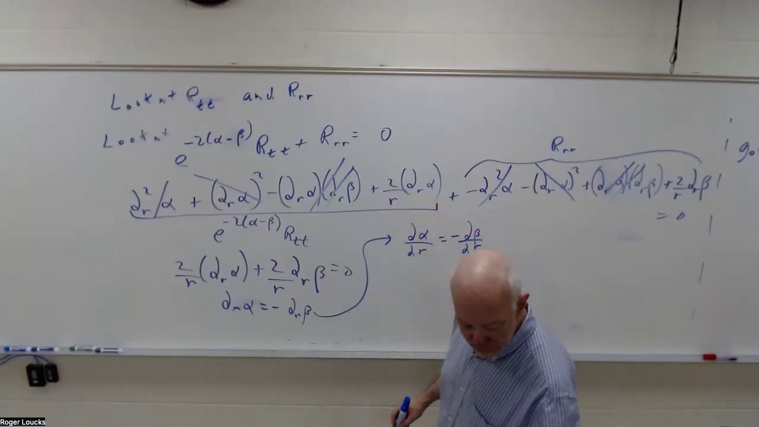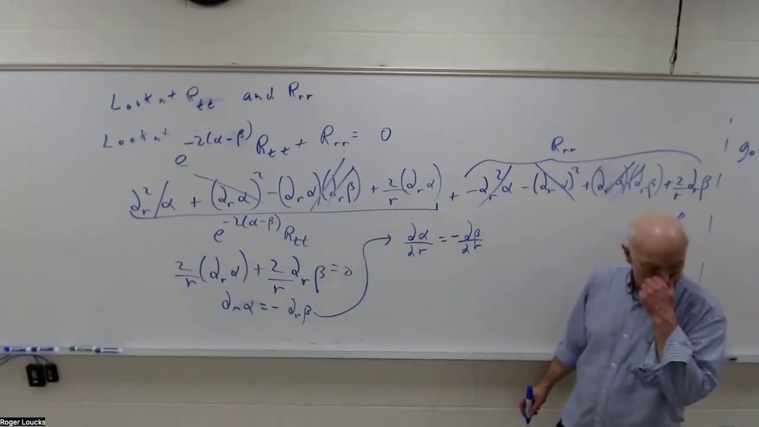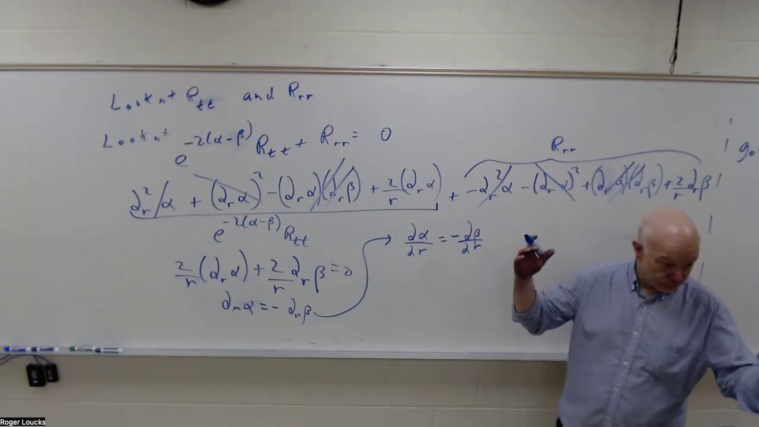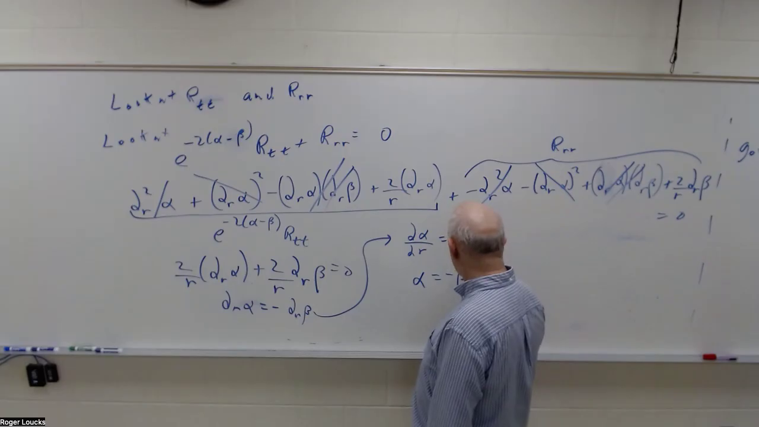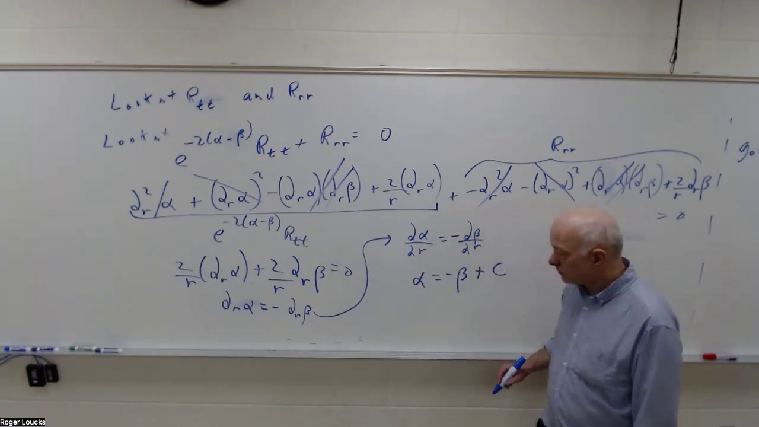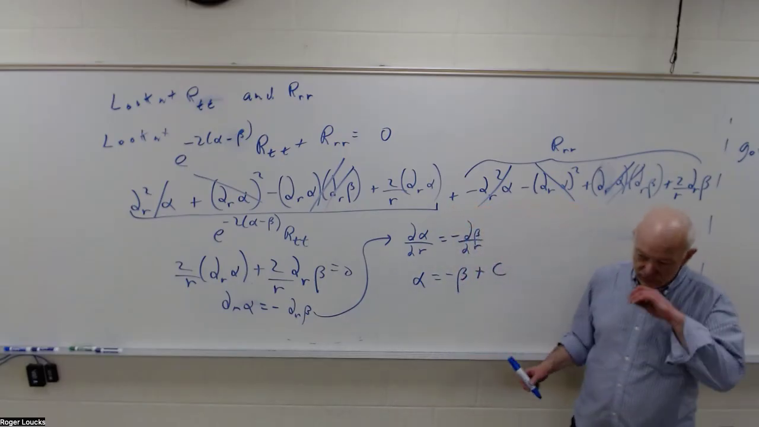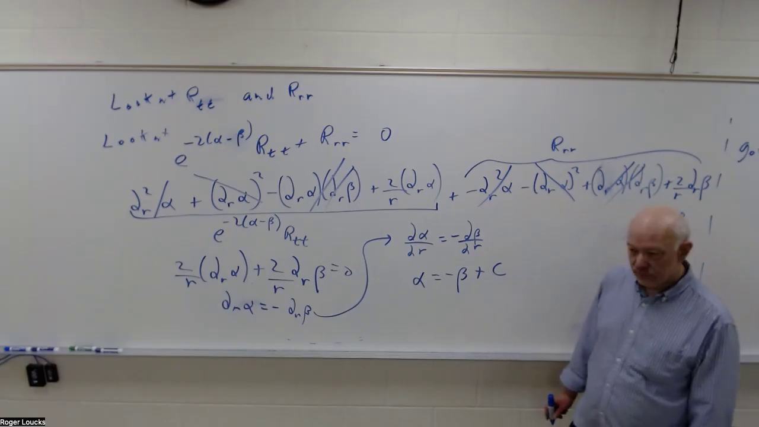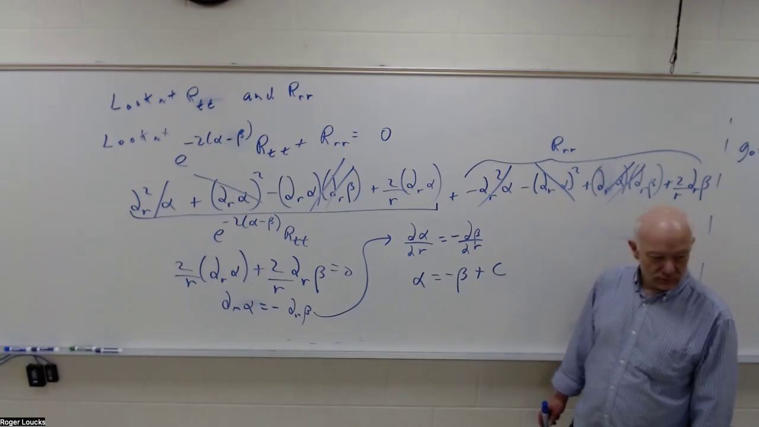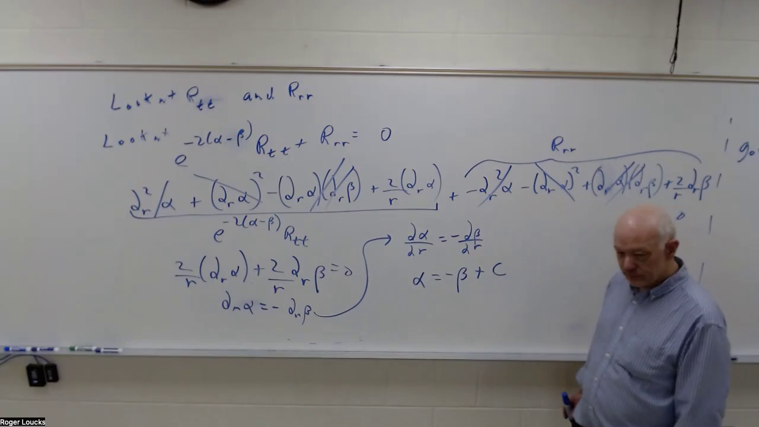So how do we solve that? Integrate it. So we're going to integrate this. This gives me alpha equals minus beta plus a constant c. This is just c. Should I call it something else? Is that fine?